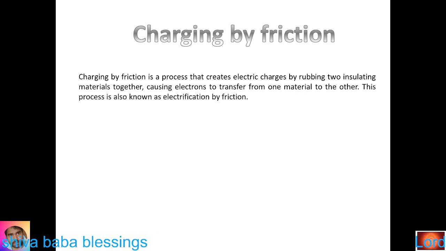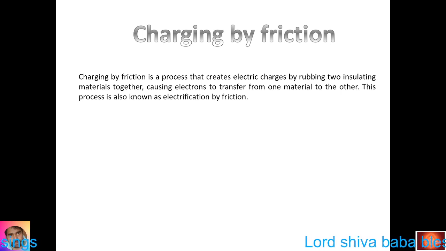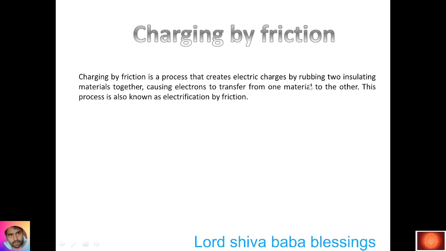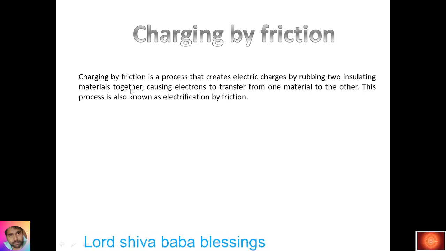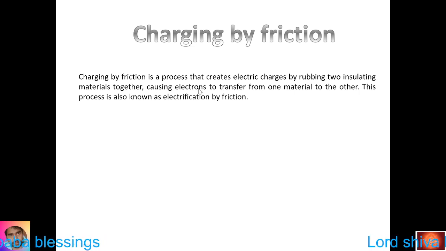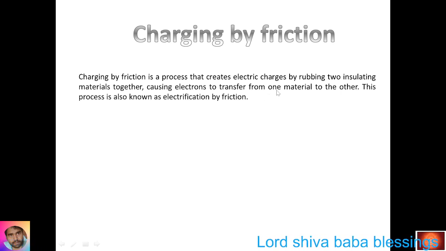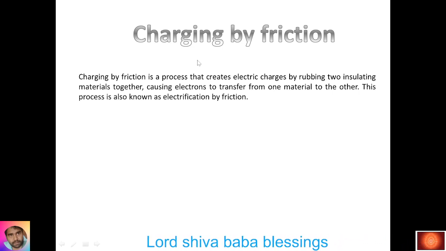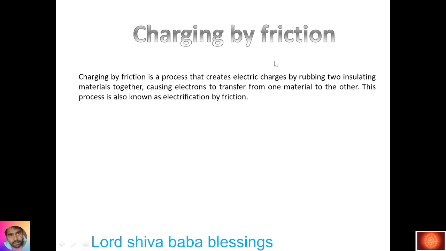First, let us consider charging by friction. In this case, we rub two insulating materials together. When we rub these two insulating materials, one of them will lose its electrons and the lost electrons will be gained by the other material, and thus the bodies get charged. This process is called charging by friction.